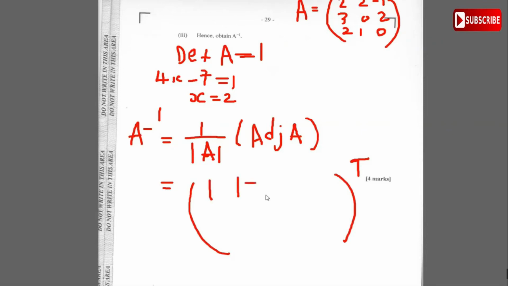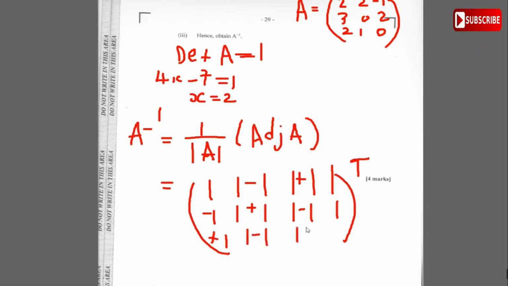Plus, minus, plus, minus, plus, minus, plus, minus, plus.